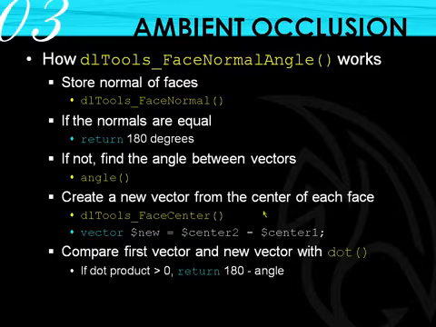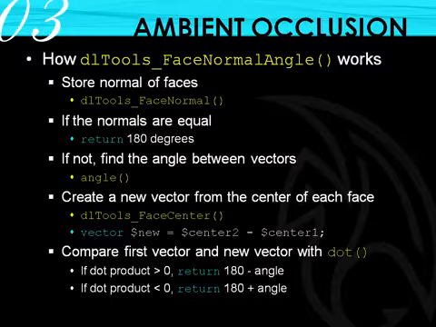So if the dot product is larger than 0, we're going to return 180 minus the angle. And if the dot product is smaller than 0, then we're going to return 180 plus the angle. This is going to allow us to have a result between 0 and 360 degrees, the full range, not just between 0 and 180.